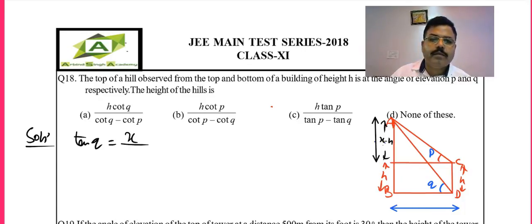something like y. So tan q is equal to, x is the total height of the building, right? So x upon y, because in this triangle this will be x and this will be y. So x upon y. So y can be written as, what is that? x cot q.